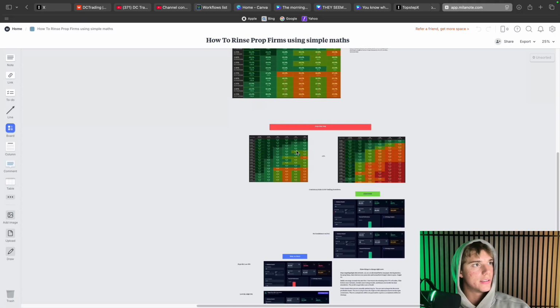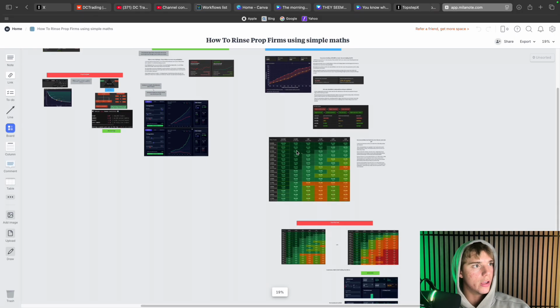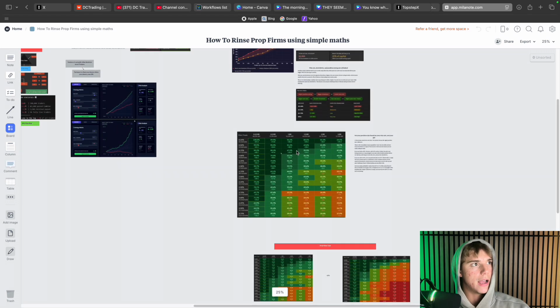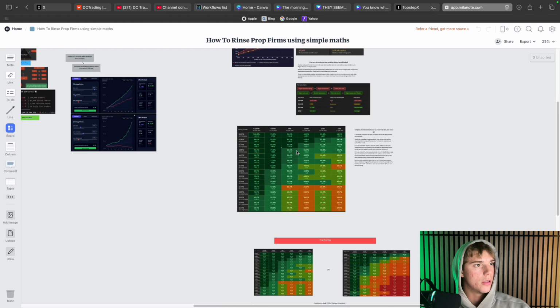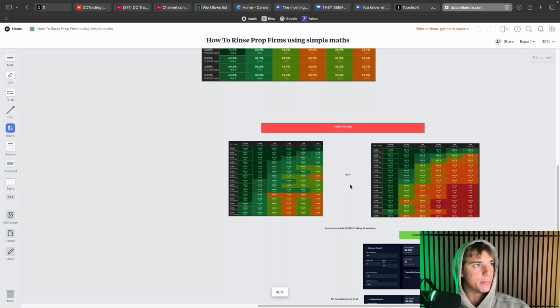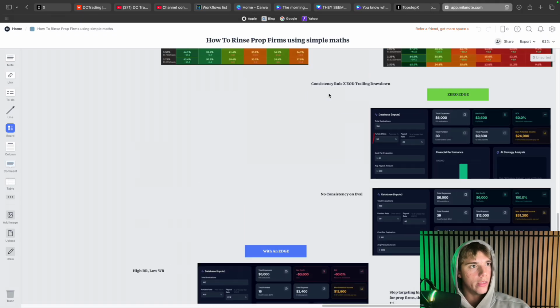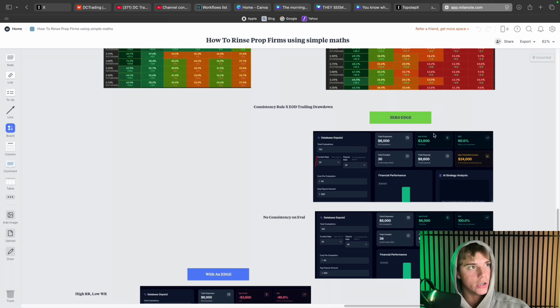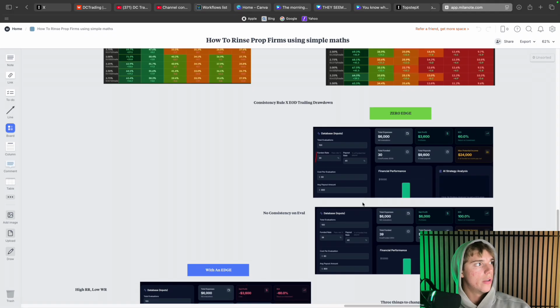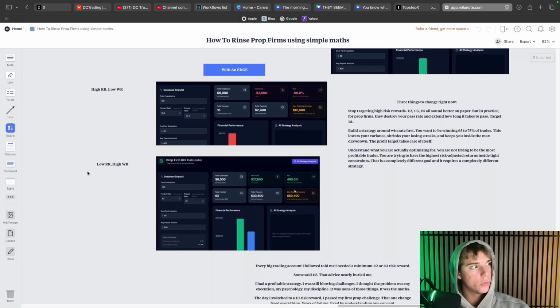Well, as you can see, actually knowing the statistics behind trading determines whether you are going to pass or not. A trader with zero edge, but who understands how to trade prop firms, has a 60% return on investment. And when it's no consistency on eval, you have a 100% return on investment. Now, when you have an edge with a low risk to reward and a high win rate, it goes all the way up to 460%.